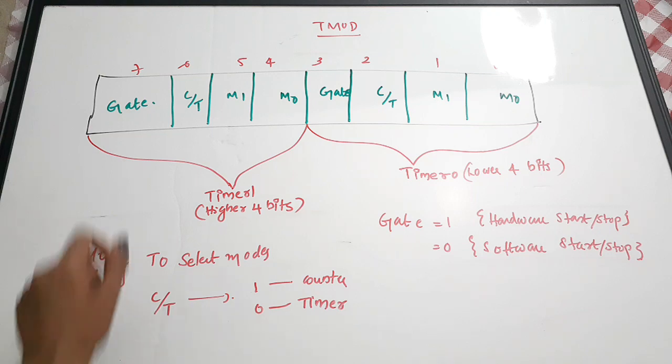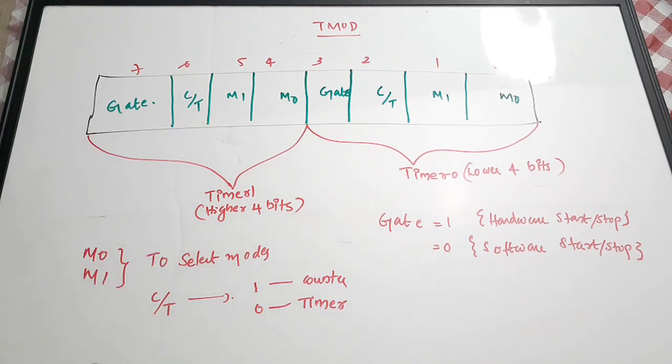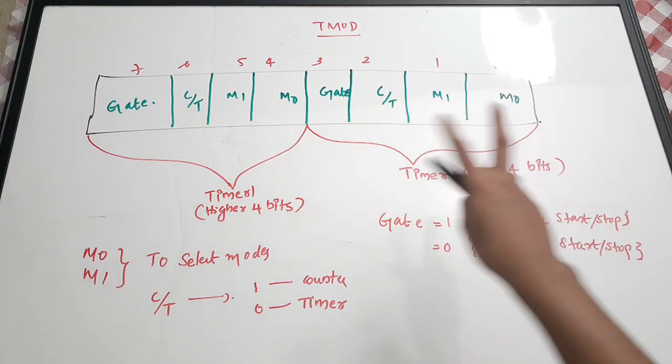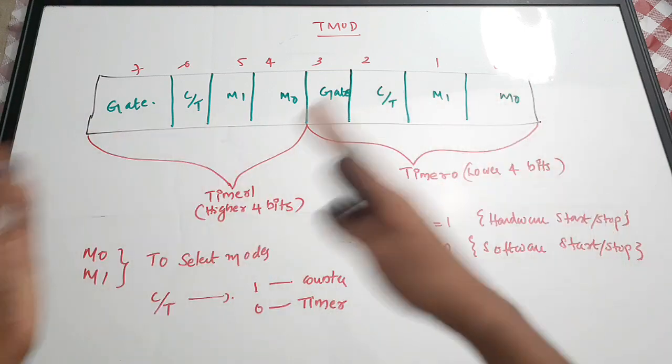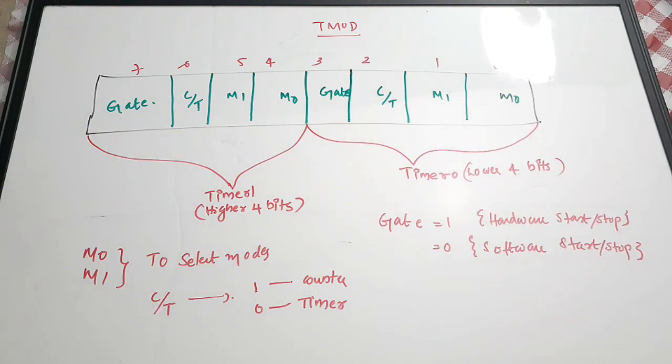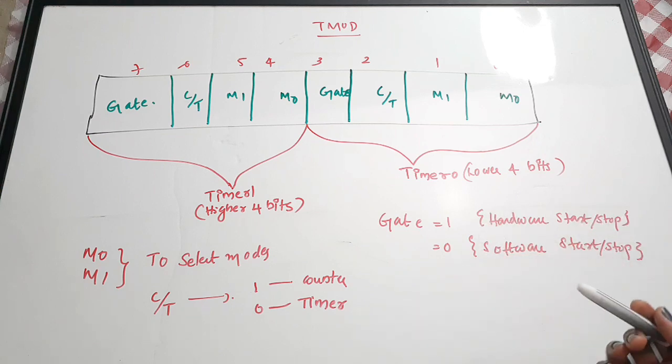Next, there are two fields, again, GATE, one for timer 0 and one for timer 1. These 4 bits are identical for timer 0 and for timer 1, replicas are there. If GATE is equal to 1, we can start and stop the timer by hardware. So the timer is actually a hardware component, right?